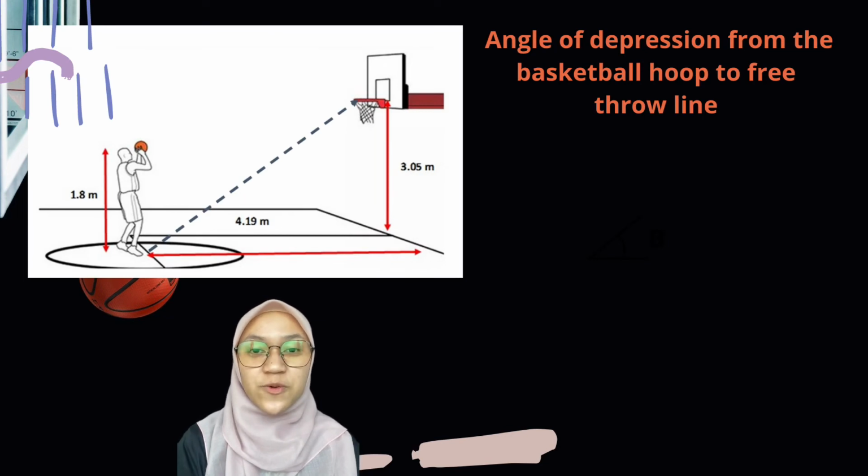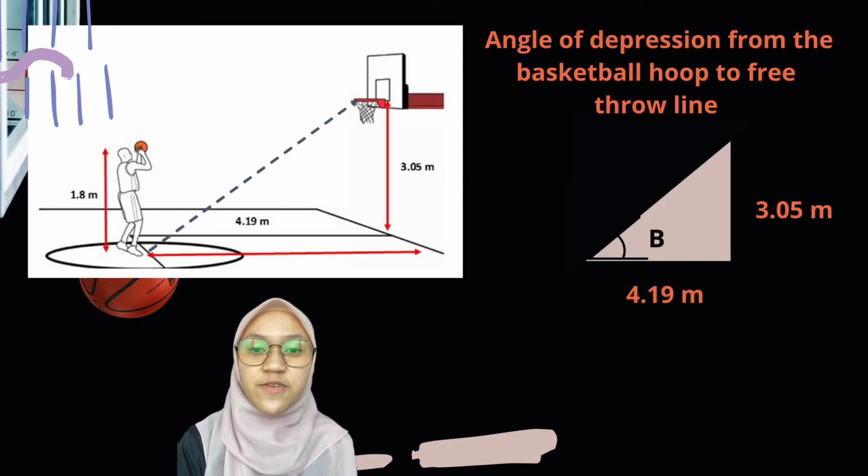For situation 2, I would like to present the angle of depression from the top of the basketball hoop to the free throw line. First, we need to create a triangle between the top of the basketball hoop and the free throw line. So in this case, we can use tangent.